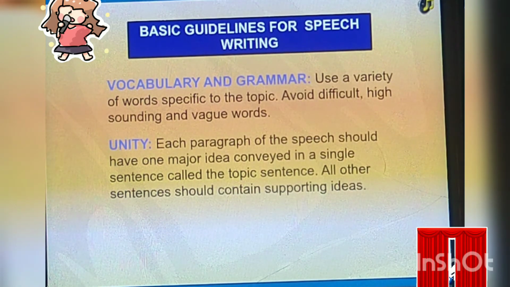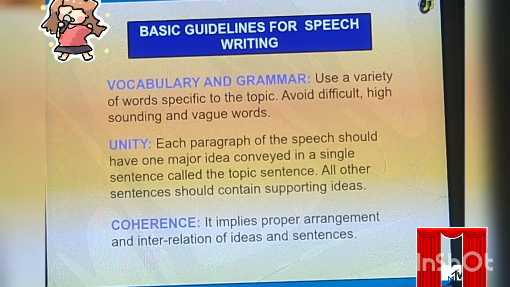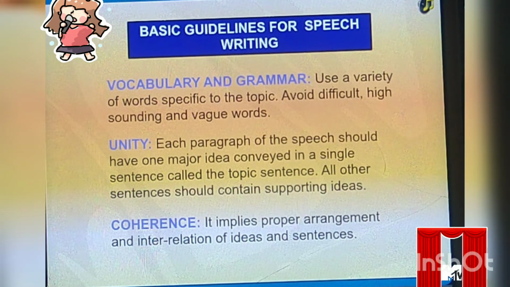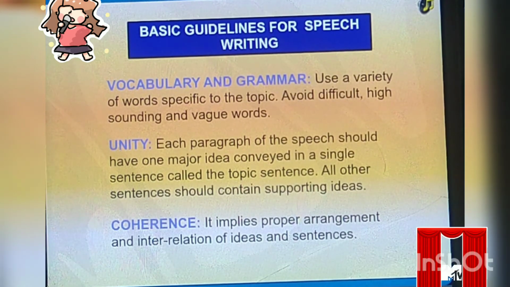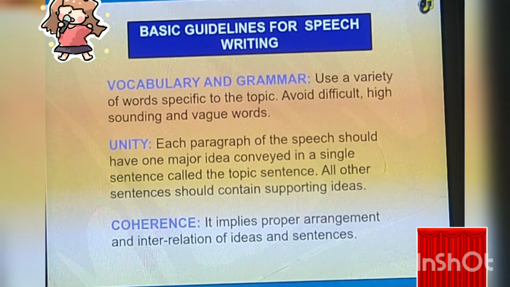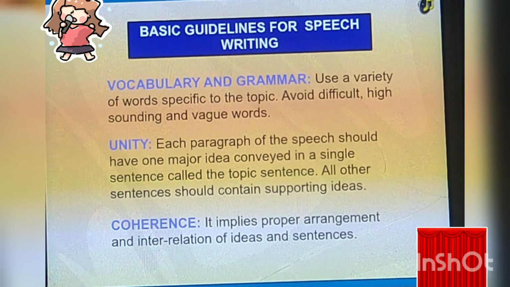Unity. Each paragraph of the speech should have one major idea conveyed in a single sentence called the topic sentence. All other sentences should contain supporting ideas. Coherence. It implies proper arrangements and interrelation of ideas and sentences. This is very important. All your ideas should be interrelated. That is coherence.